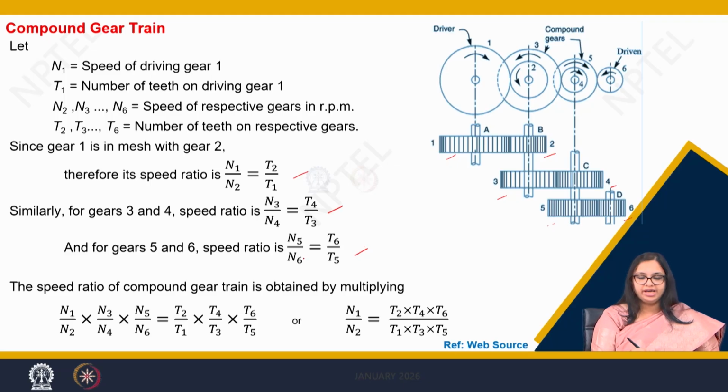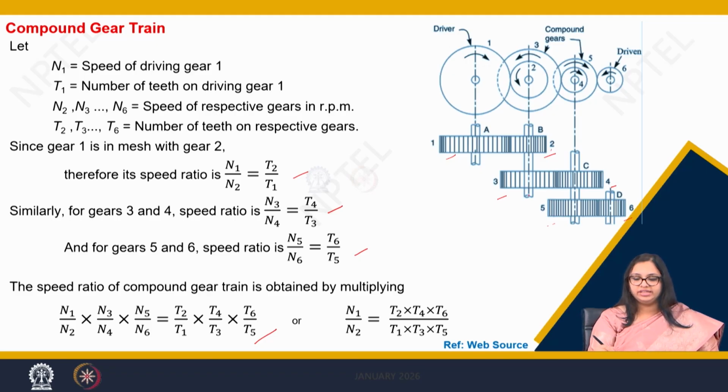Now we multiply the LHS, equating it with the multiplication of the RHS. So what do we get? So my N1 by N2 multiplied with N3 by N4 multiplied by N5 by N6 gives me T2 by T1 multiplied by T4 by T3 multiplied by T6 by T5. Now we understand the number of teeth on these individual gears are not the same, they are different. So, but how about the speed?